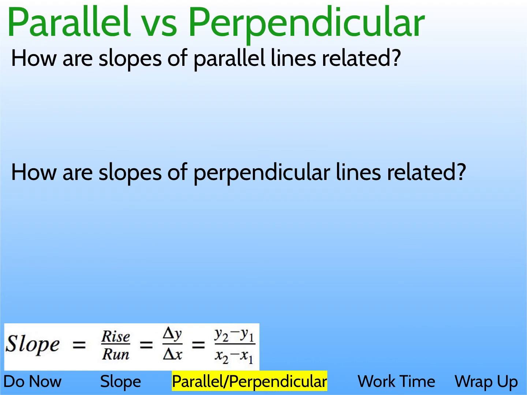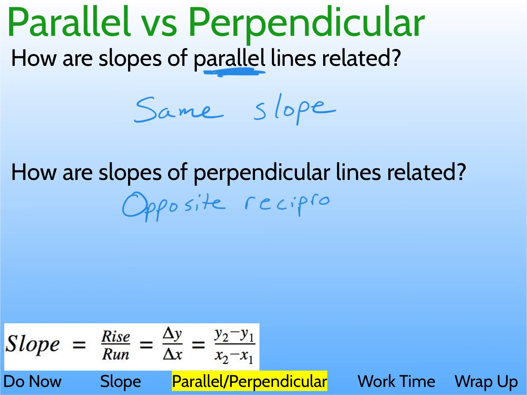And for some helpful reminders here, which hopefully you guys have already learned before, parallel lines always have the same slope. So two lines that are parallel will have the exact same numerical value for the slope. Perpendicular lines, on the other hand, have opposite reciprocal slopes.